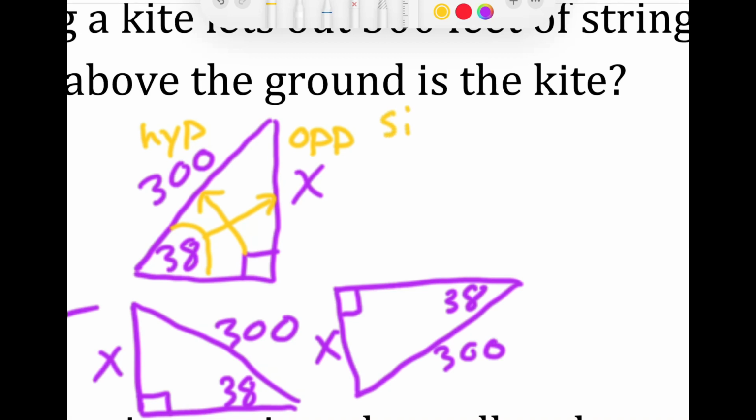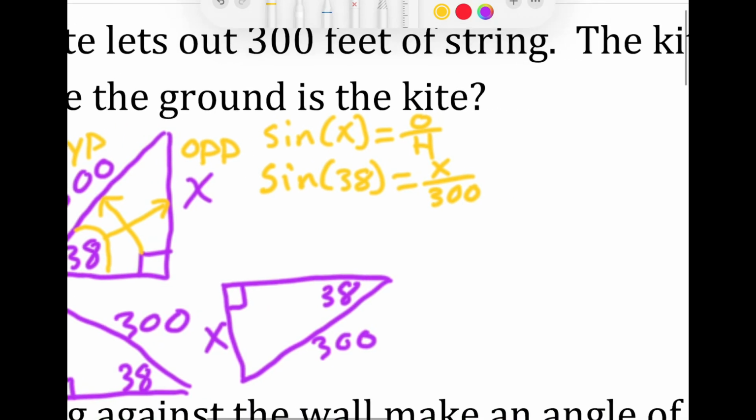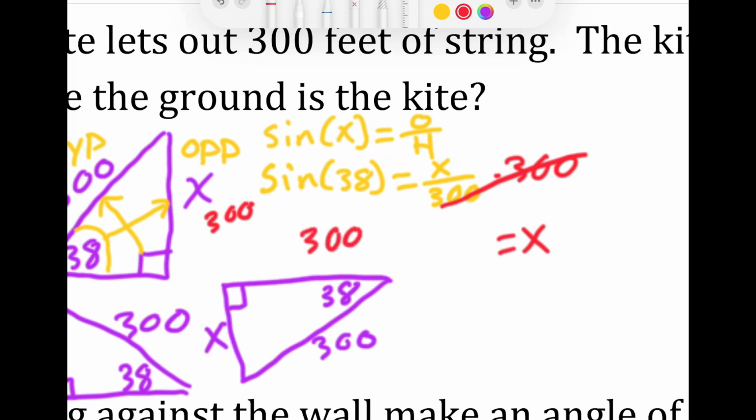So I'm going to be dealing with my sine trig function. So I can substitute in the information I'm given. So sine of 38 equals, my opposite is x, over my hypotenuse, which is 300. So to get x by itself, I have to multiply by 300 on both sides. The 300s cancel out. I'm left with x equals 300 times sine of 38.